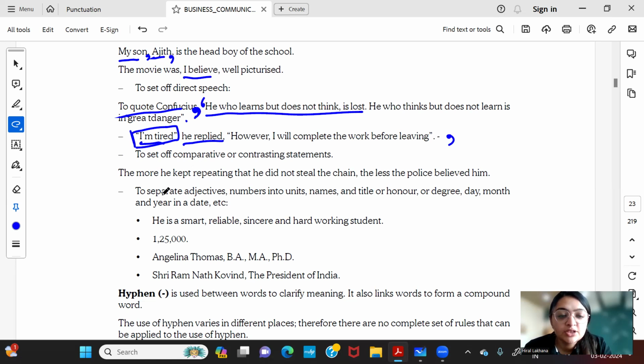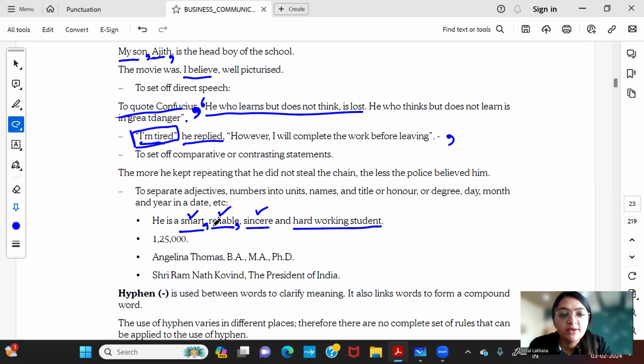Yes. So next up is to separate adjectives, numbers into units, names, titles. This is what we were discussing earlier when we said we purchased jeans, t-shirt, purse, and a mobile phone, or anything like if you are separating items. For example, he is a smart, reliable, sincere, and hardworking student. We have separated all of these multiple adjectives using a comma. So instead of saying he is a smart and a reliable and a sincere and a hardworking student.